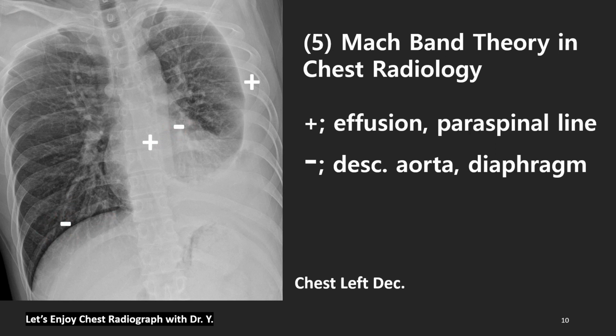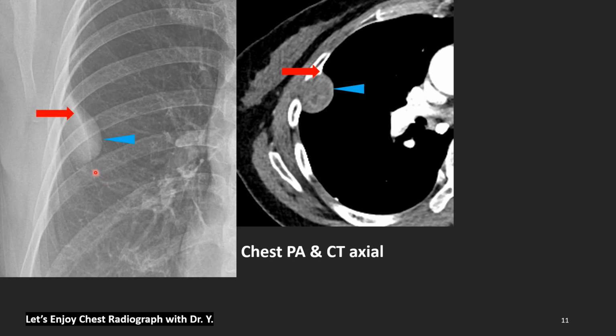How about this right-sided pleural-based mass? Yes, we see the negative Mach band. And what is this whiter band? That is a positive Mach band. Where does it come from? Yes, we can understand if we examine these CT axial images. This point suggests the concave, denser portion of a positive Mach band.